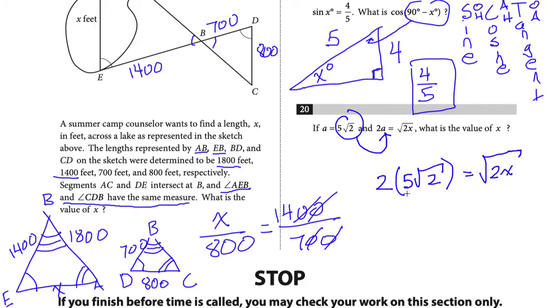Okay, so now I can rewrite this as 2 times 5 is 10. 10 square root of 2 is equal to the square root of 2x. Nothing too fancy happening. I just multiplied 2 times 5 on the outside. But I have these pesky square roots. Is there some way I could undo square roots? What's the opposite of square rooting something? Does anyone know the opposite of square rooting something?